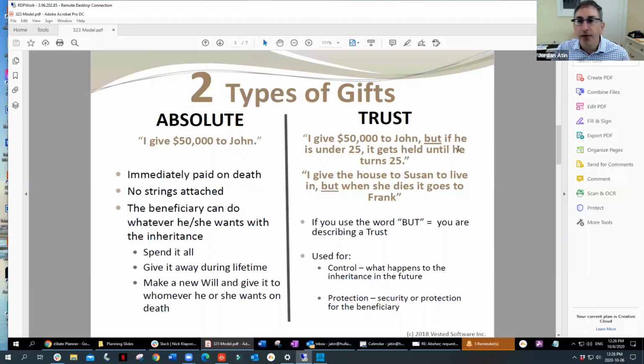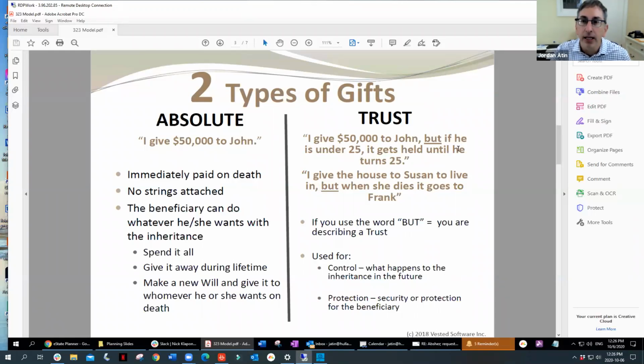And the first kind of gift is what's called an absolute gift. It's the simplest. That means that whoever you pick as the beneficiary gets what you're giving them immediately when you die, with no strings, and they can do whatever they want with it. So if I give $50,000 to John, John gets $50,000 on my death with no strings, and he can go out and spend it all however he likes.